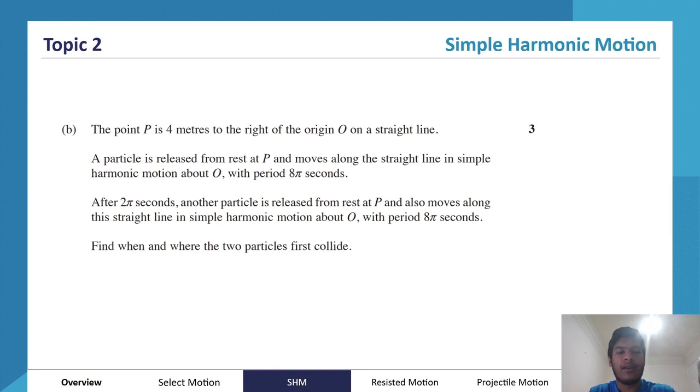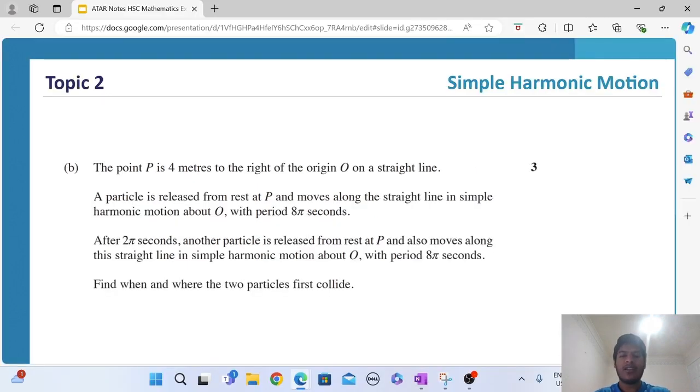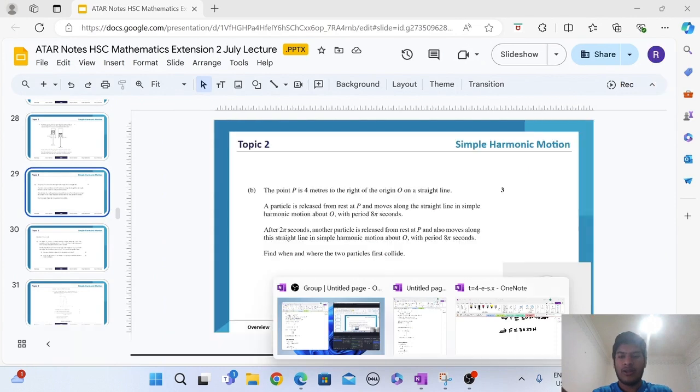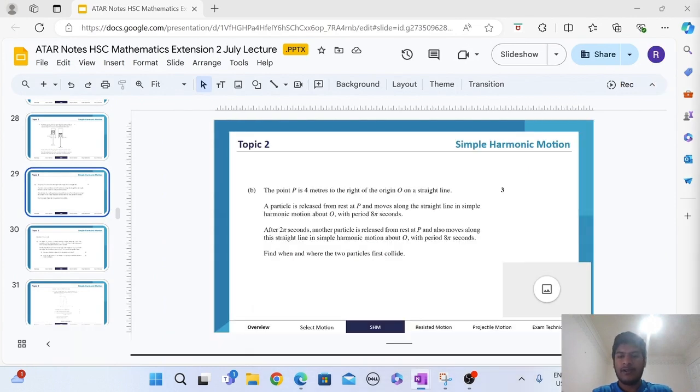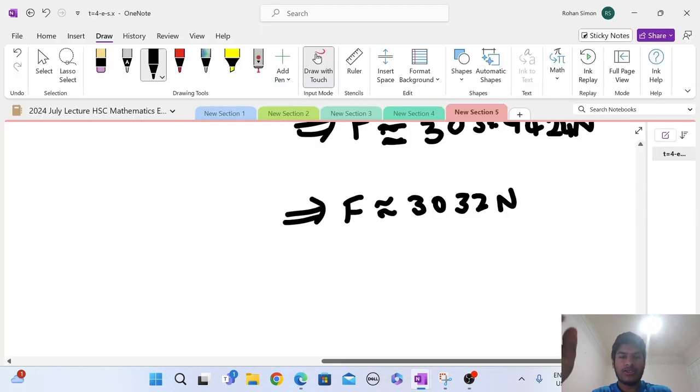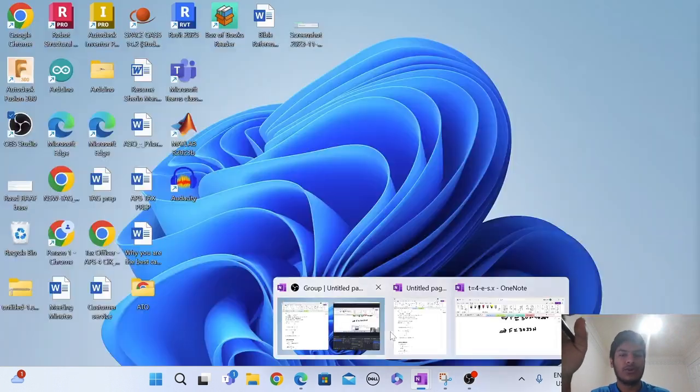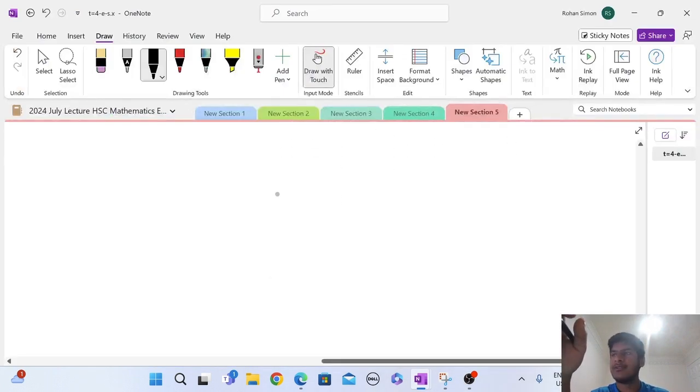Find when and where two particles first collide. So we're asked to find when, which is a time question, and where, which is a position question. Now this is a bit of a tricky question, and so one of the very helpful things to do is draw a diagram.